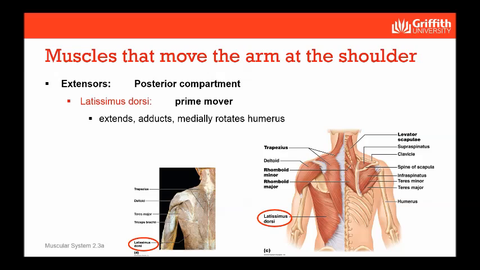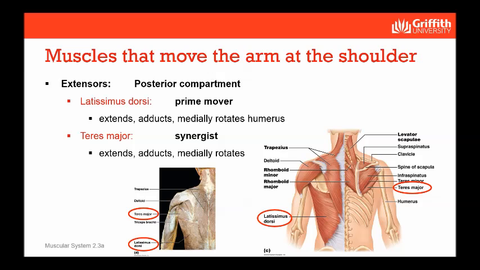While latissimus dorsi is the prime mover for extension at the shoulder, it also adducts and medially rotates the humerus. It plays a vital role in providing downward force, the motion involved in hammering, swimming, and rowing. Latissimus dorsi is the antagonist to pectoralis major.